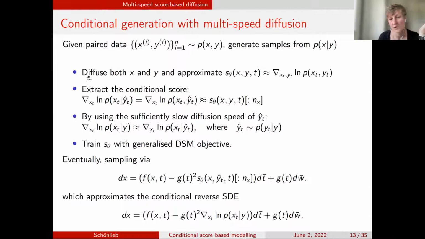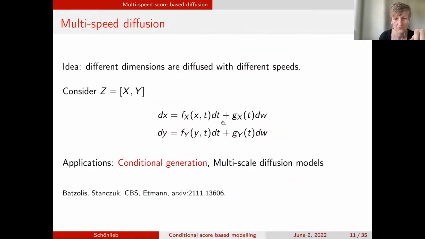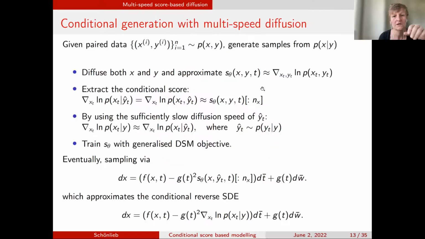Okay, so with what we have done before, what we know how to do is the following. We diffuse both X and Y, like with these two diffusion processes. And then we approximate the gradient of the log density, where this is now the density of Z_t, so of X_t and Y_t, with the score. We could just do this in the same way as we did before. So how can we use this for conditional image generation?